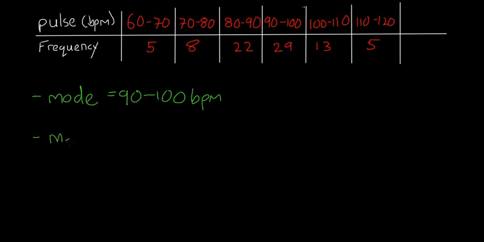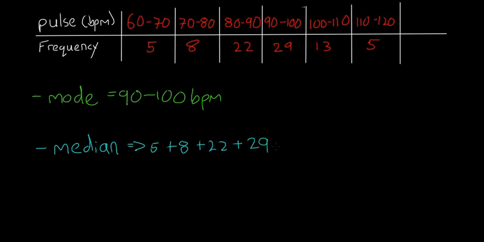I'll do the median next, which is probably the next easiest. I'll change color, I'll go blue. The median, okay. If we add all of these numbers together, it's going to be 5 plus 8 plus 22 plus 29 plus 13 plus 5. Add that all together, we get 82. So there are 82 people who took part in the study or who just measured their pulse.